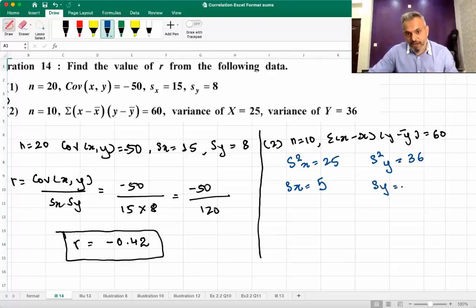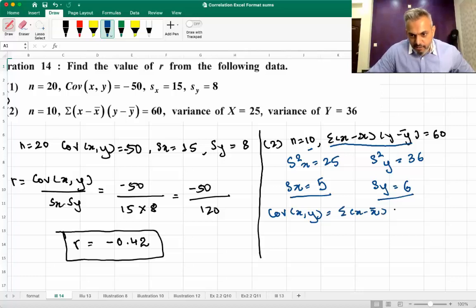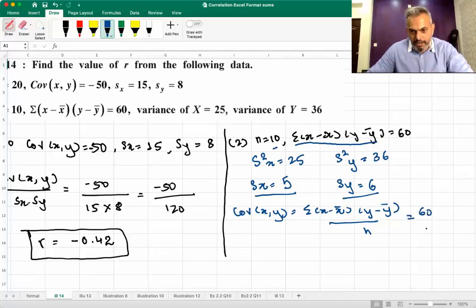And standard deviation of y is under root of 36, which can be plus or minus 6, but we take only 6. Now, we have standard deviation of x, standard deviation of y, sigma x minus x bar, y minus y bar, we also have n. So first let's find out covariance. Covariance x comma y is equal to sigma x minus x bar, y minus y bar upon n, which is equal to 60 upon n, which is equal to 6.